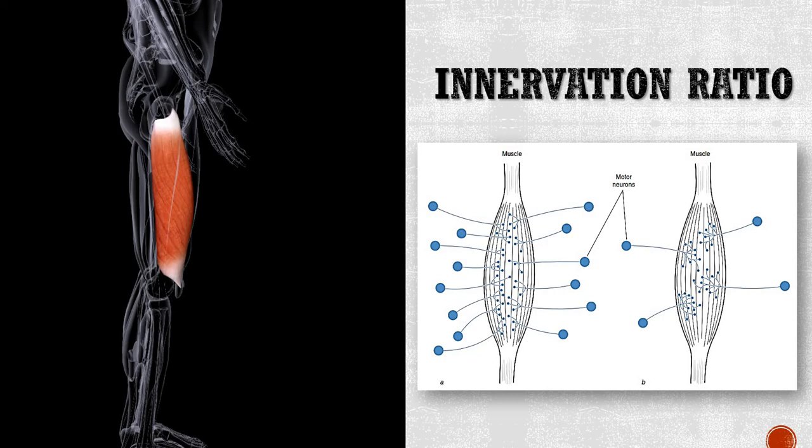Again, you may wish to pause and consider which of the two muscles, either A or B on the right-hand side, the innervation ratio of the lateralis is most like, either A or B. And it is indeed B. Now, you might ask, why is this?